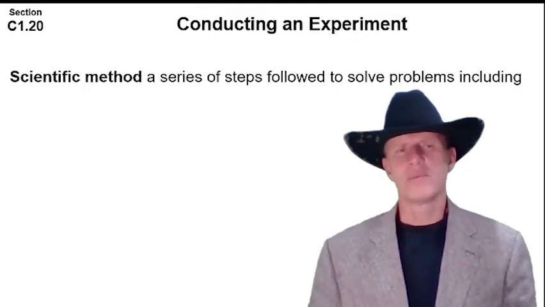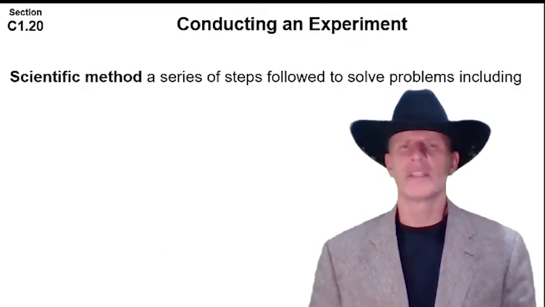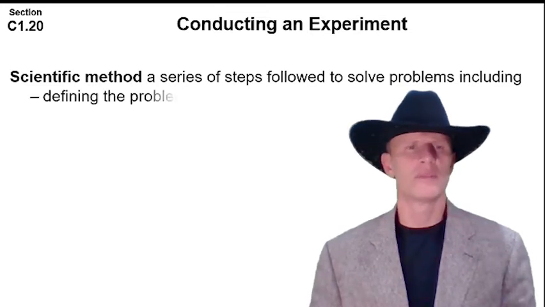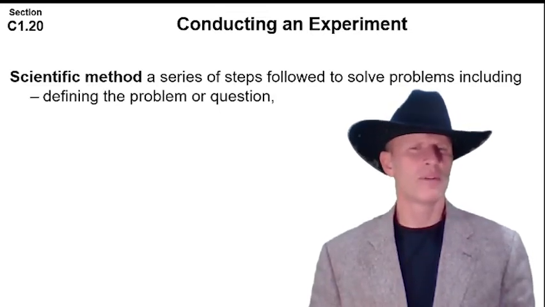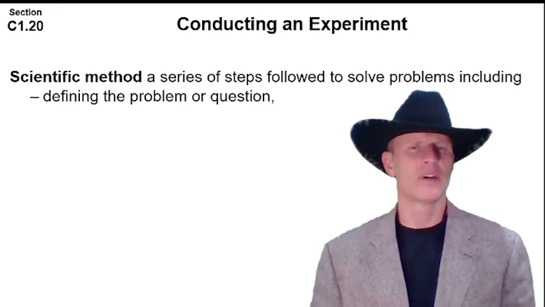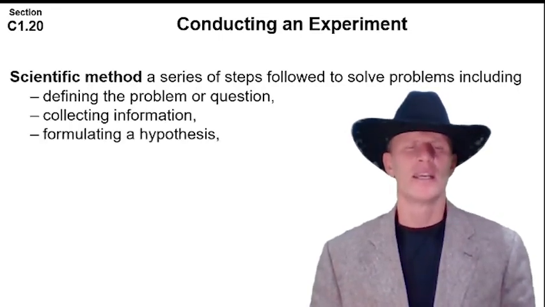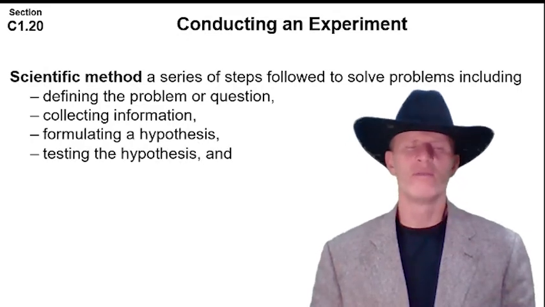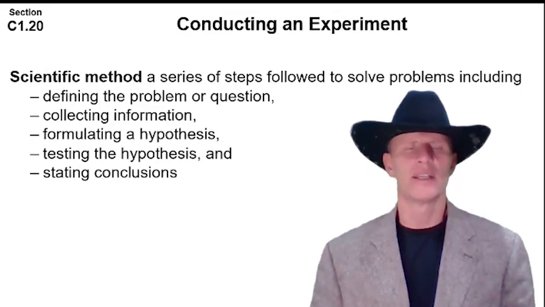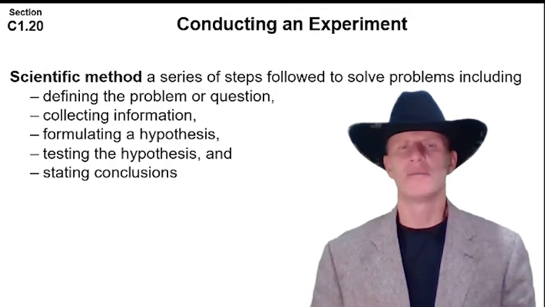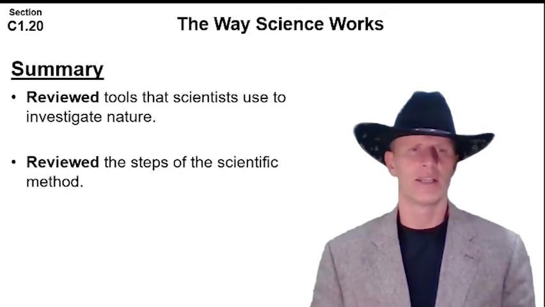So the scientific method in review is a series of steps followed to solve problems, which include a problem or a question. State that question, and then collect information and state a hypothesis, and then collect some data to prove or disprove your hypothesis, and then state conclusions. And these are the steps that are needed to be followed in order to conduct an experiment.